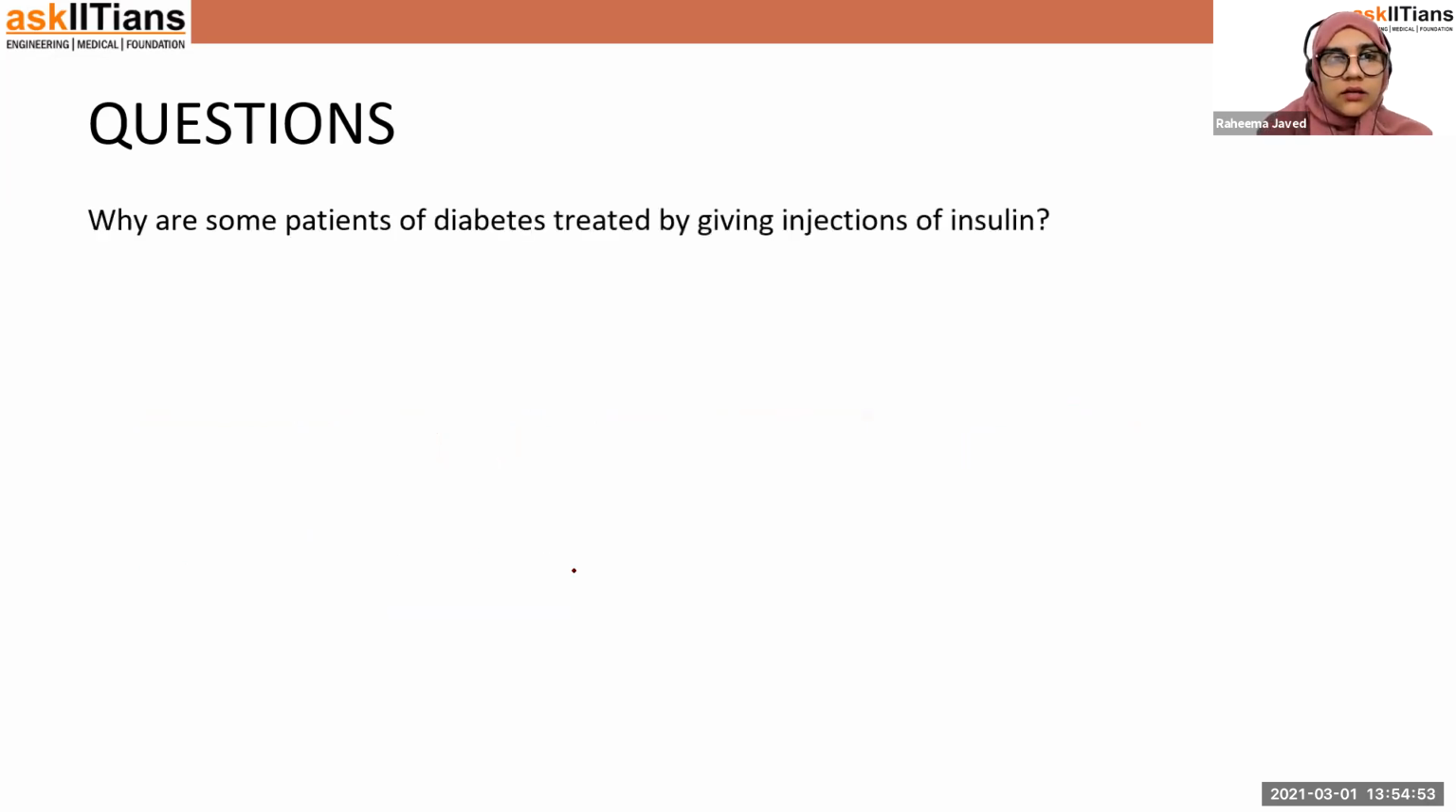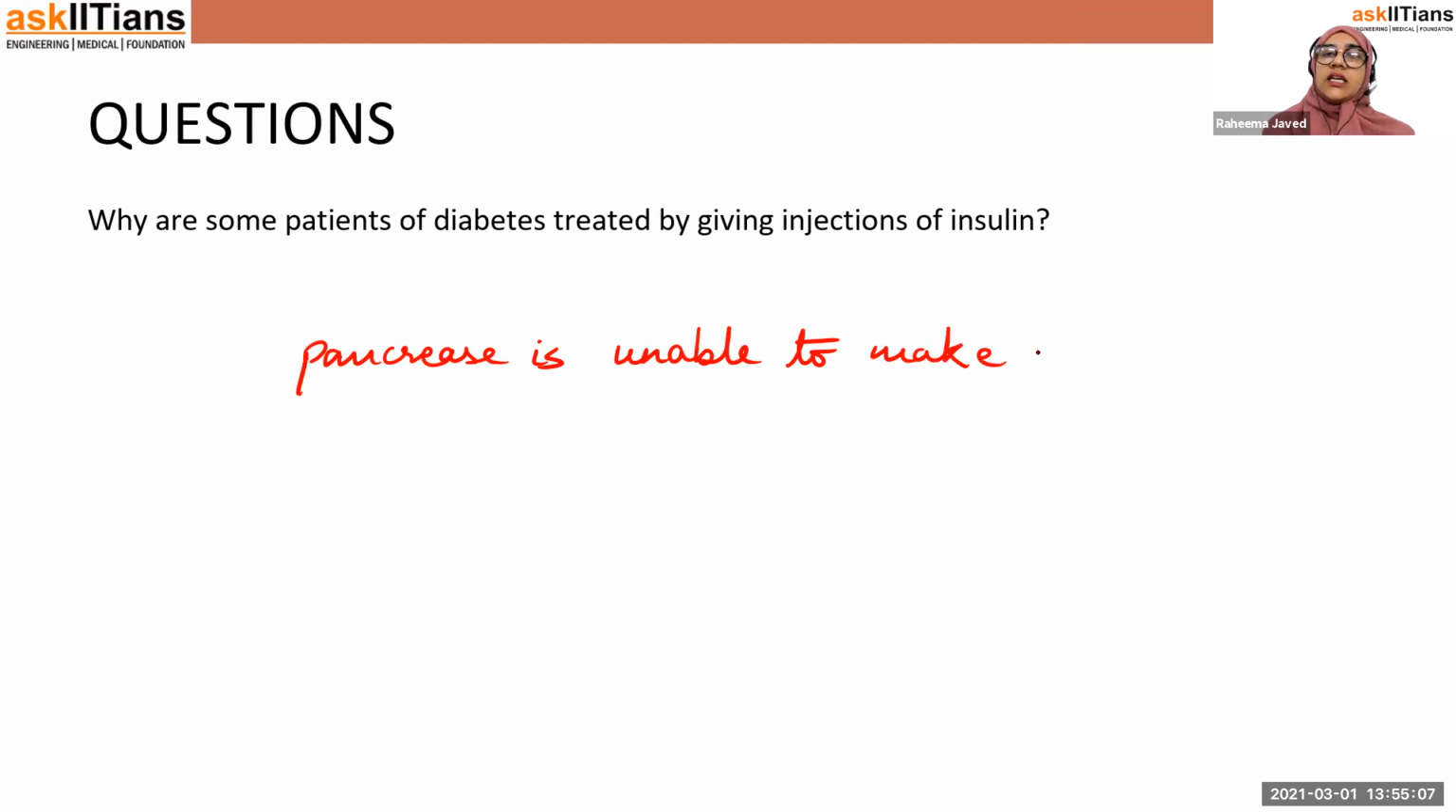Why are some patients of diabetes treated by giving injections of insulin? Because their pancreas is unable to make insulin. That's why they are given insulin injections artificially to decrease the blood glucose level.